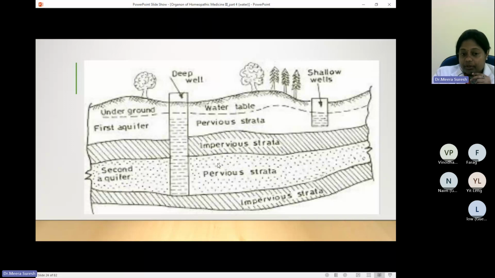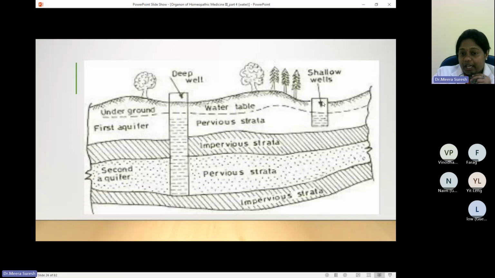And then after the impervious strata, we again get another layer of pervious strata where there will be water accumulation. So this pervious strata is called the first aquifer, and the next pervious strata is called the second aquifer. If we continue this drawing, one layer is followed by another. There will be a pervious strata layer, then an impervious, then a pervious strata, then an impervious strata. That is how the earth underneath has different layers.